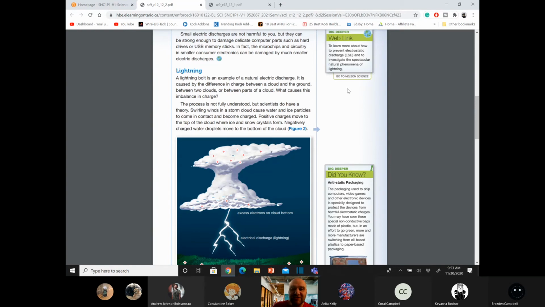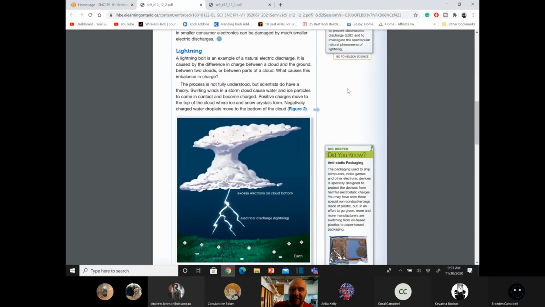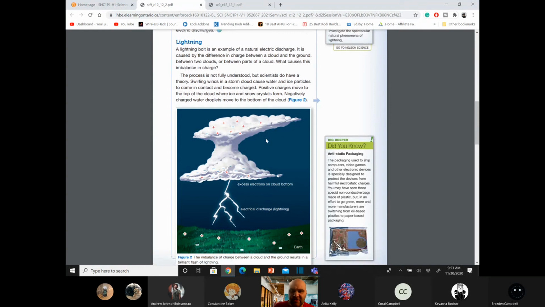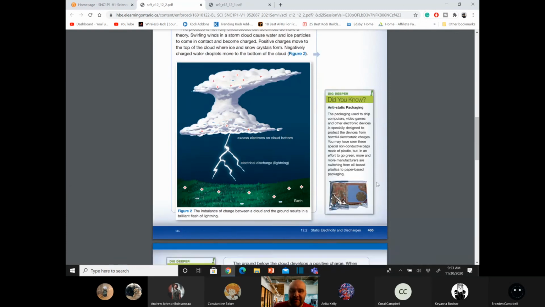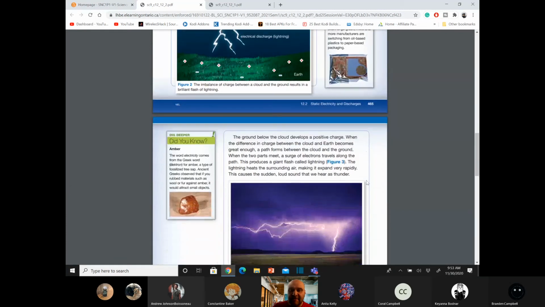Positive charges move to the top of the cloud where ice and snow crystals form. Negatively charged water droplets may move to the bottom of the cloud. If you just take a quick look at the picture here, there are a lot more positives up top, and a lot more negatives at the bottom. What they're talking about is that as soon as there's a connection between this cloud and the ground, all these negatives are going to travel towards the ground. And that's lightning. The ground below the cloud develops a positive charge.